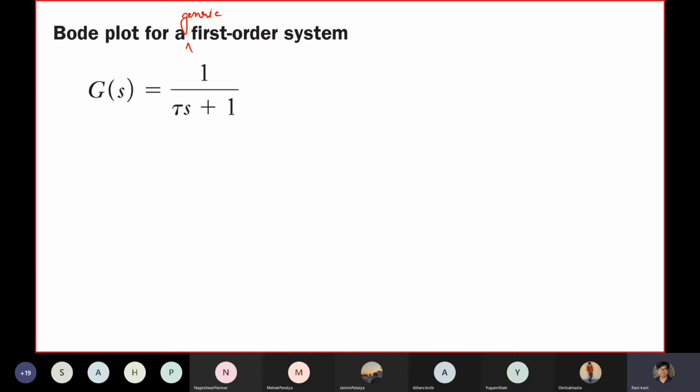We will try to plot the most generic first order system, and the first order system's transfer function G(s) would look something like this: 1 upon tau s plus 1, where tau is the time constant. So every generic first order system is associated with some sort of time constant which characterizes its growth or decay. That we have already looked at. This is your G(s).